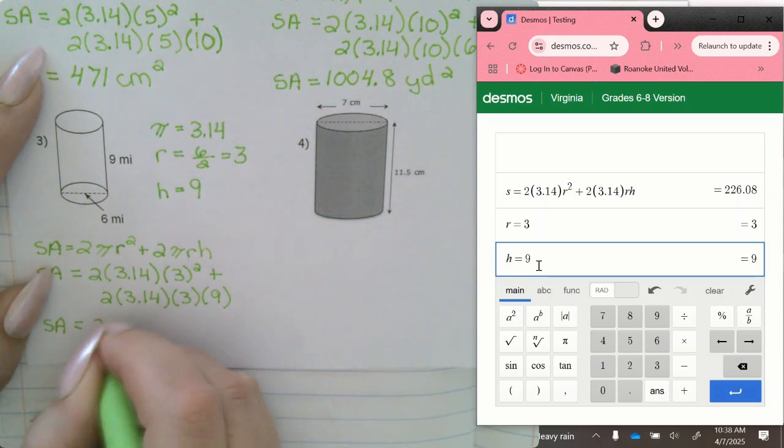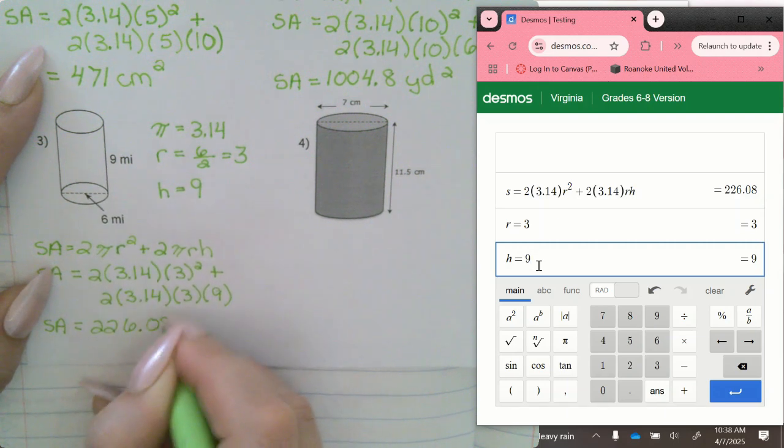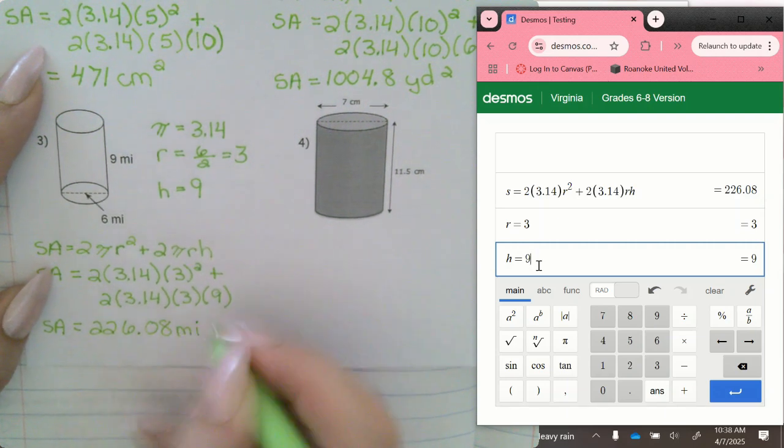So that should be 226.08. Our units were miles. This is a very big cylinder. Squared.